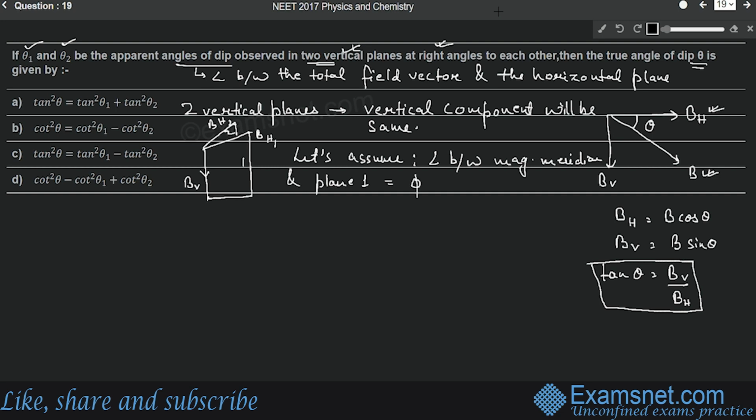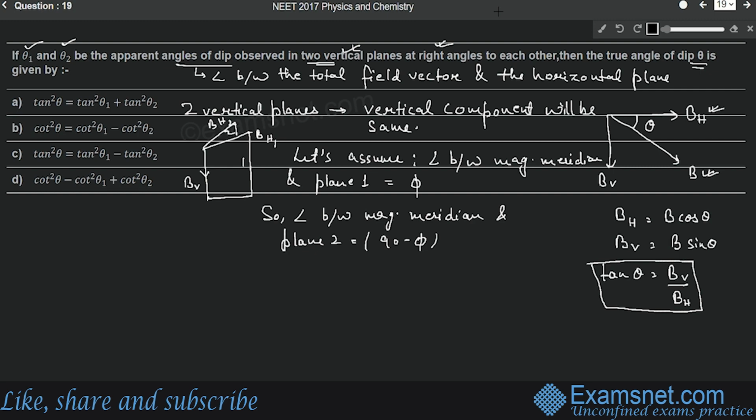Then what will be the angle between the magnetic meridian and another plane? So the angle between the magnetic meridian and plane 2 will be equal to 90 minus phi. Why? Because both the planes are at right angles to each other. Since both are at right angles to each other, the other angle will be 90 minus phi.